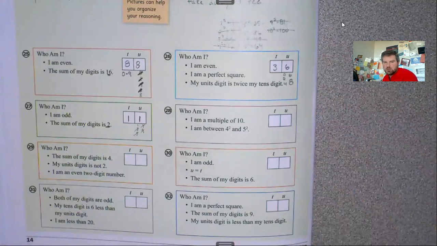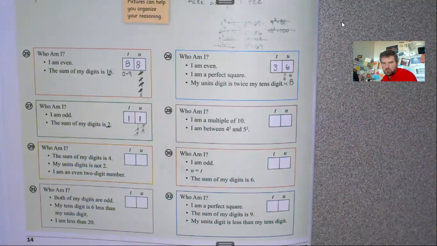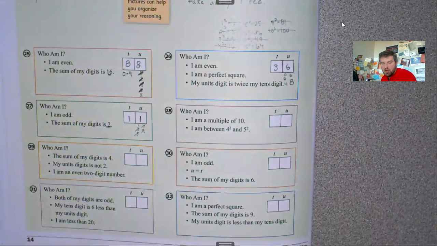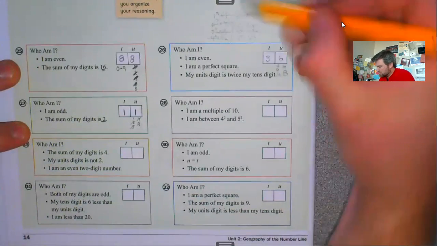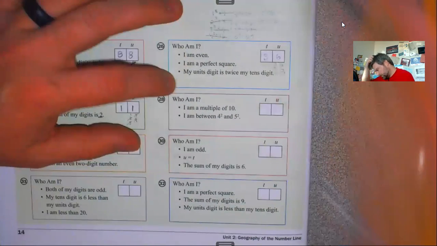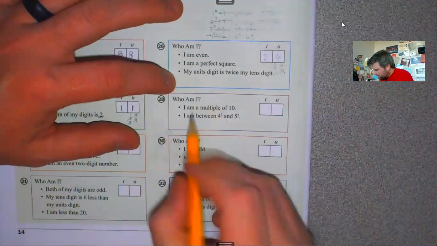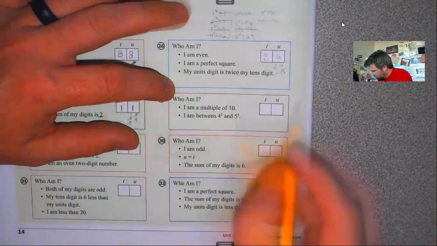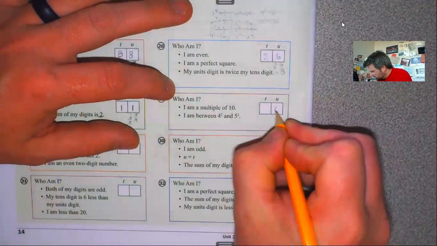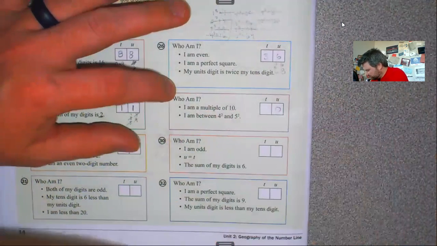So sometimes you got to do a little more scratch work to figure out these numbers. Or if you get it in your head, that's fine as well. Just give me some kind of reasoning here as to why you chose it. I'm a multiple of 10. Okay, well, if you're a multiple of 10, your units digit is a 0.